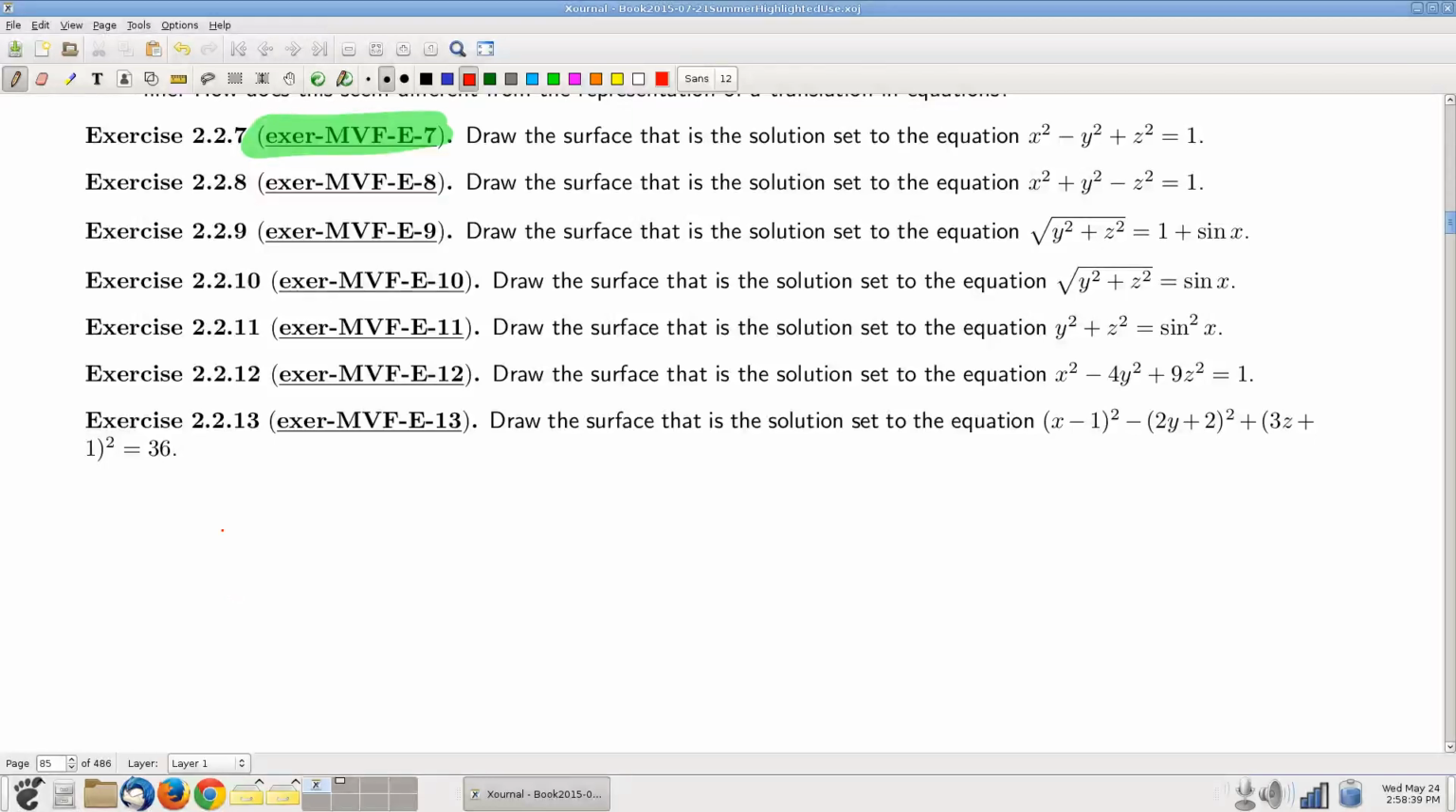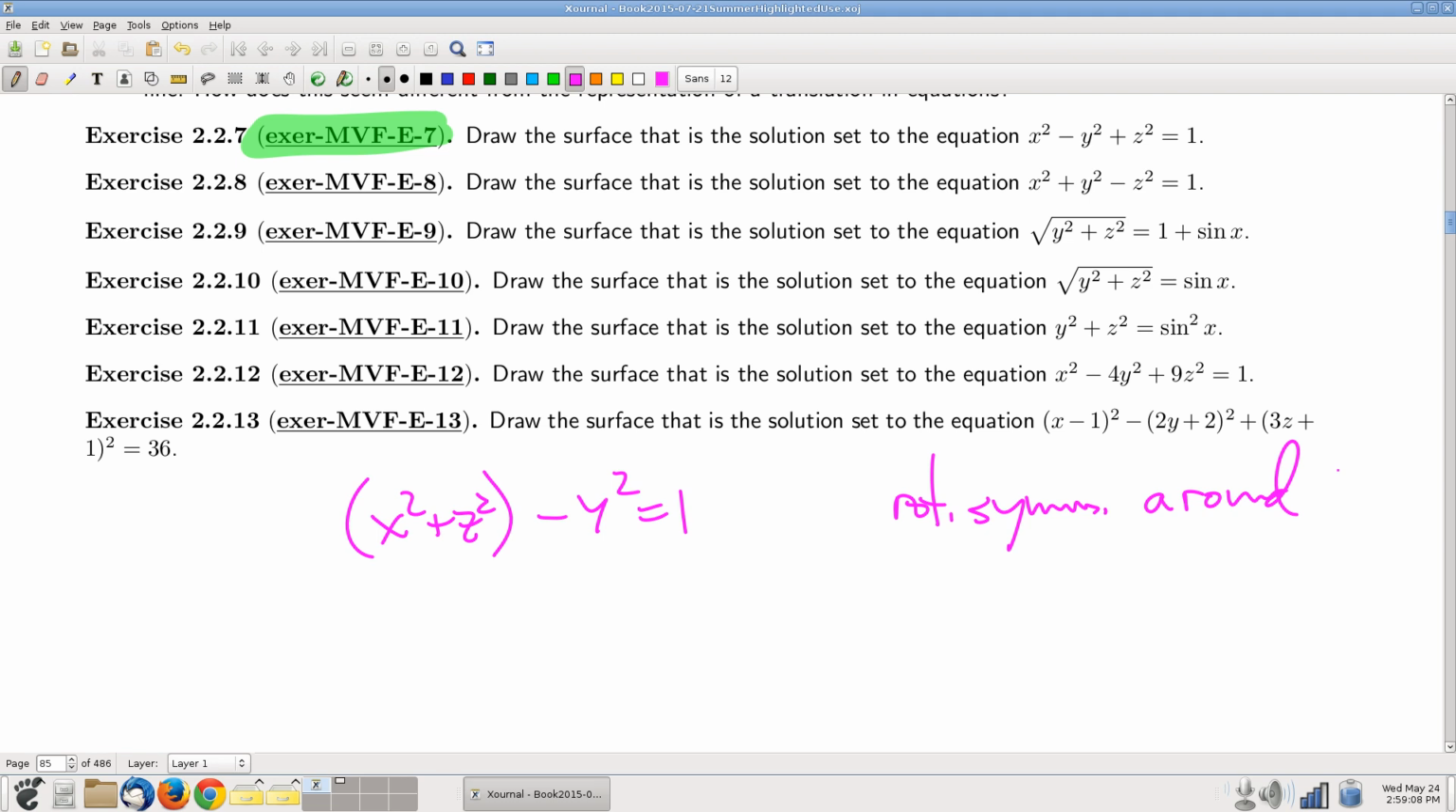Okay, so we want to find the solution set to this equation. Let me switch to a different color. Here we go. All right, so we rewrite. We notice that x and z appear only as part of that form. So let me rewrite this as x squared plus z squared minus y squared is equal to 1. So this is rotationally symmetric around the y-axis.